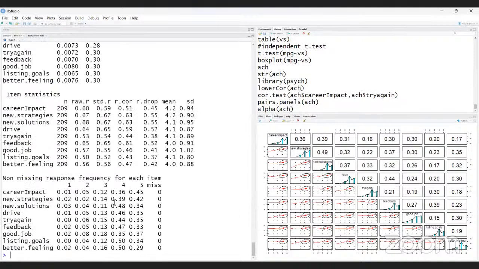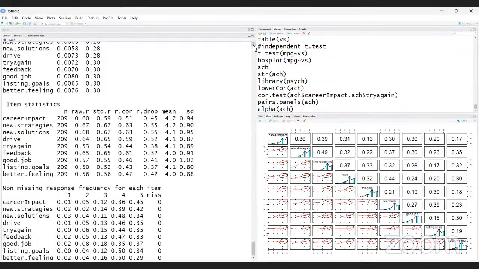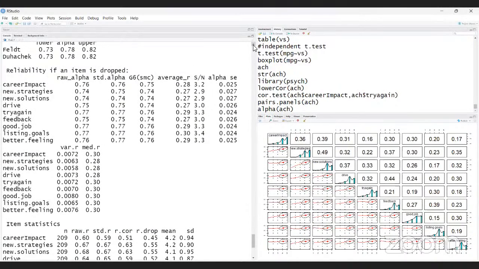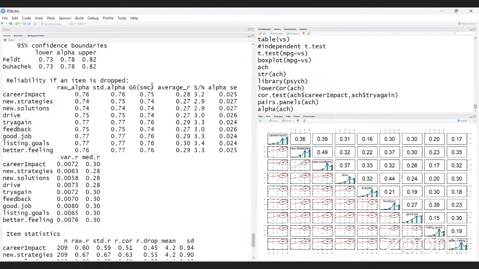Now I click it. So I get the alpha value 0.78. So almost 0.8. That is a good alpha value, no, sir? Yes. So that means the internal consistency is very high, particularly for this questionnaire.